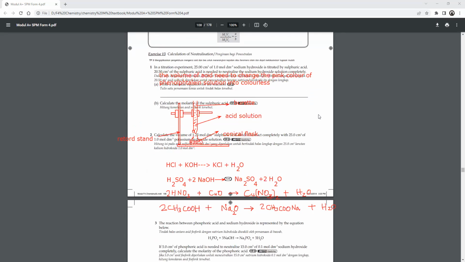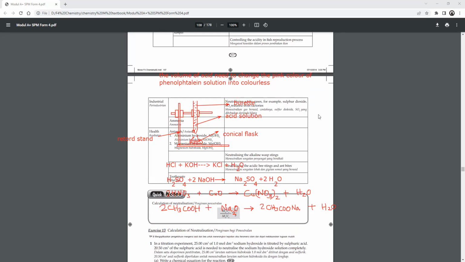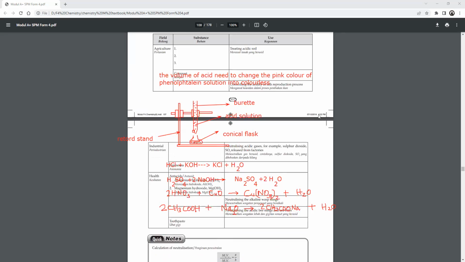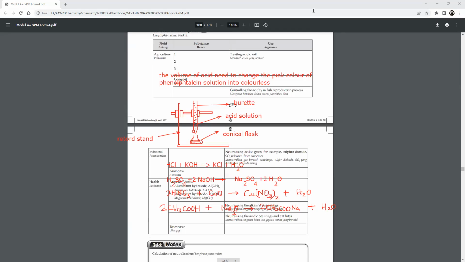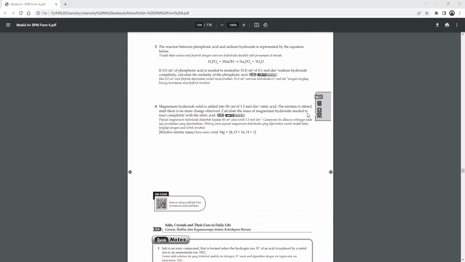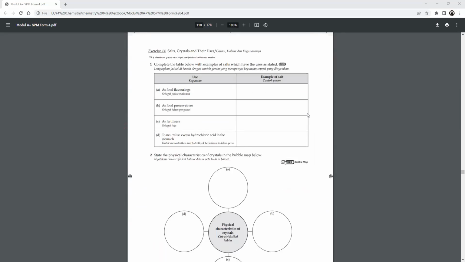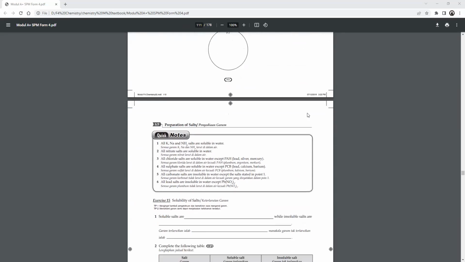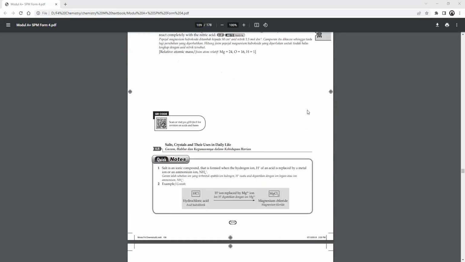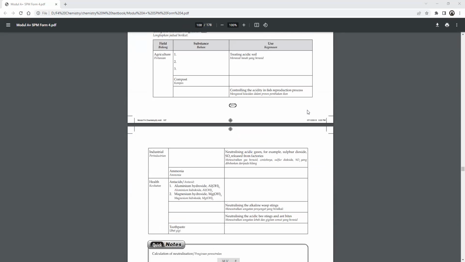Oh, did I do this one already? It seems I did. Did I do the calculation before? So many. Okay, never mind. Cannot be so lazy. Okay, here.